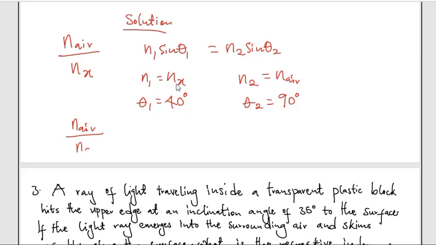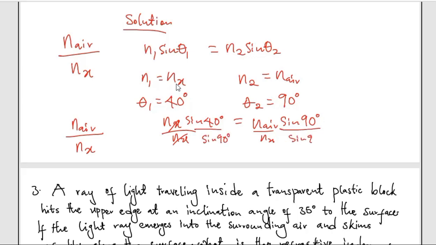So if you have to do this, you have NX sine 40 degrees is equal to NA sine 90 degrees. So NA over NX, you carry NX here, by the time you divide both sides by NX, then you carry sine 90 here, divided by sine 90. So NA over NX is equal to sine 40 degrees over sine 90 degrees. So you can see that is the answer.